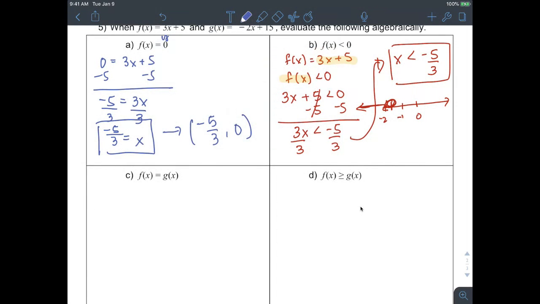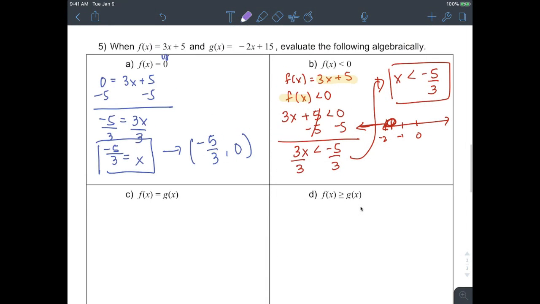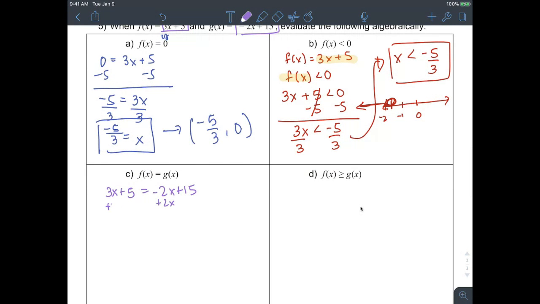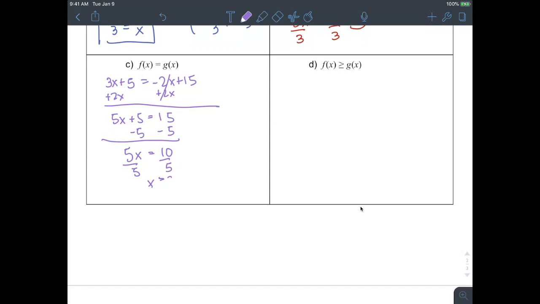Next, let's do, when is f of x equal to g of x? So I'm going to replace the calculation of f of x in for f of x, 3x plus 5, is equal to the calculation for g of x, negative 2x plus 15. All right, so we're going to just solve here and add 2x to both sides, giving me 5x plus 5 is equal to 15. Then move our constants together. So 5x is equal to 10. Divide by 2. Ooh, divide by 5, and I gave you the answer. And x is equal to 2.